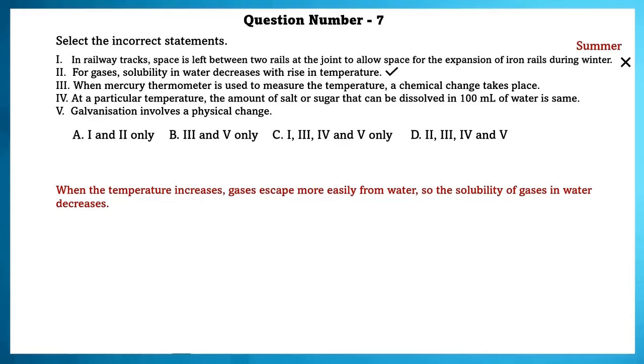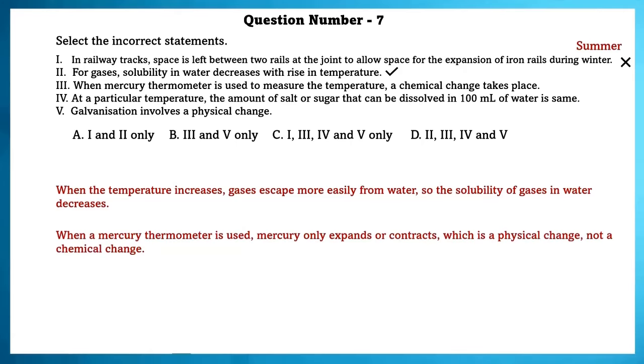Third one, when mercury thermometer is used to measure the temperature, a chemical change takes place. When mercury thermometer is used, mercury only expands or contracts, which is just a physical change and not a chemical change. So the third one is false. Fourth one, at a particular temperature, the amount of salt or sugar that can be dissolved in 100 ml of water is same. Different substances like sugar and salt have different solubilities in water. So the fourth one is false.